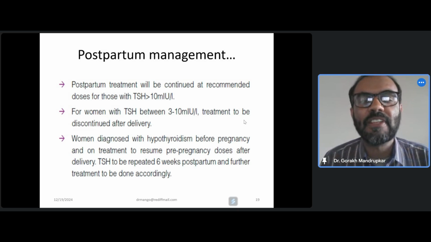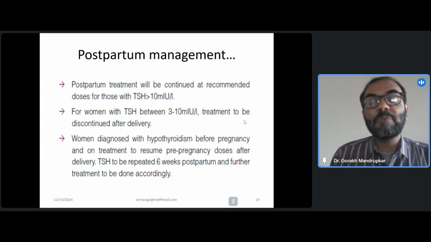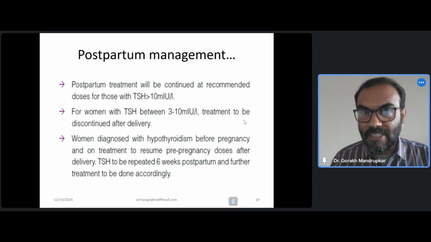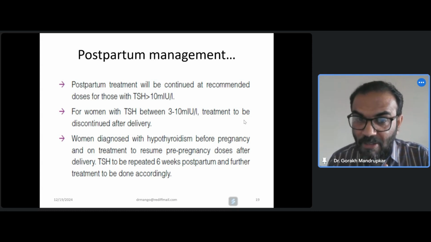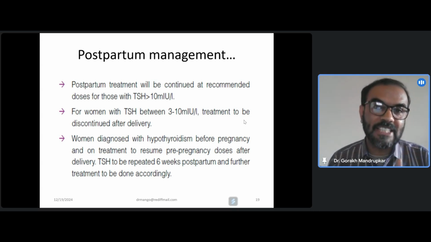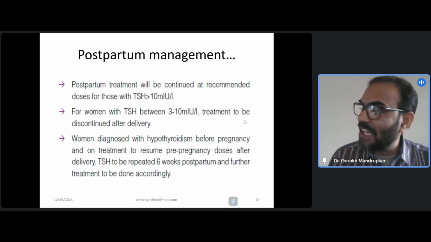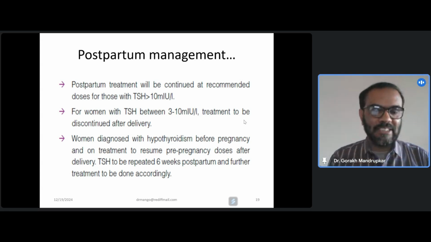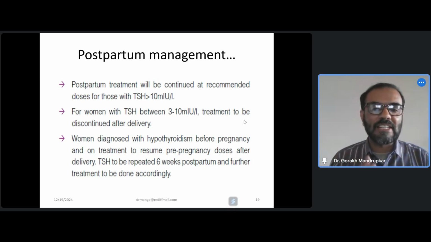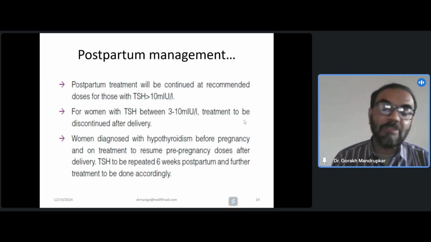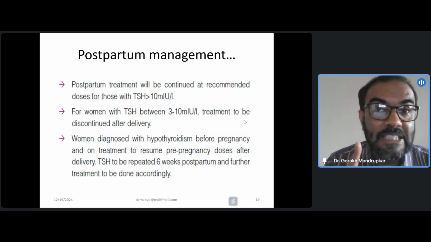Postpartum management. Simple. This is very important. Each line is important. Postpartum treatment will be continued at the same recommended dose for those where we have started the treatment with TSH more than 10. Very clear. Meaning those whose TSH was more than 10 and we started treatment, they will continue on the same dose even after delivery. Simple.